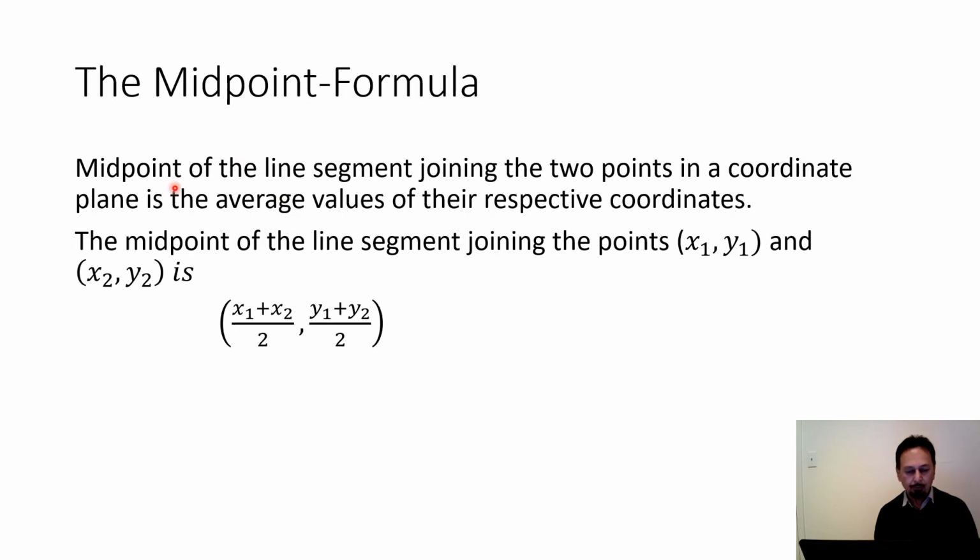Okay, the midpoint formula. The midpoint of the line segment joining the points x1, y1 and x2, y2 is x1 plus x2 over 2, y1 plus y2 over 2. So basically it's the average of the x values, and this is the average of what? Y values.